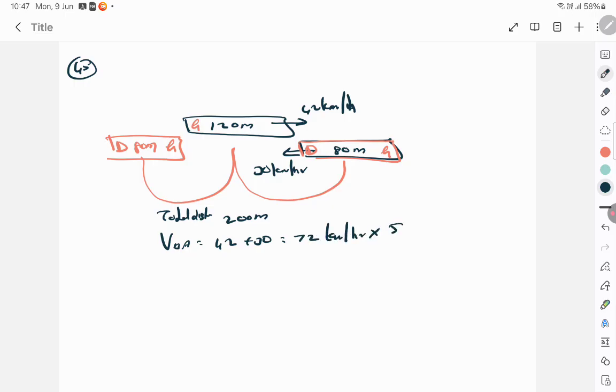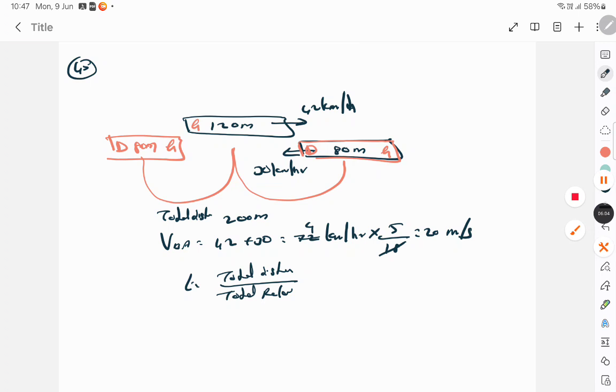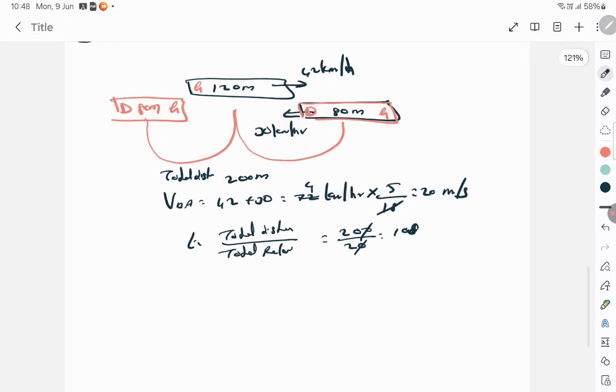If you want to convert to meters per second, 5 by 18. 18 fours are 72, yeah, so 5 fours are 20 meters per second. Thus you get your relative velocity to be 20 meters per second, and the time taken is total distance by total relative velocity. Okay, once again, hold on. So total distance is 200, total relative velocity is 20, so the answer is 10 seconds. 10 seconds is the answer.